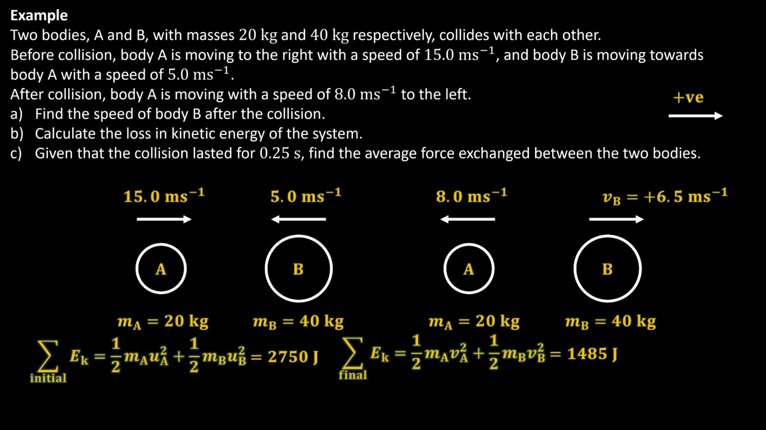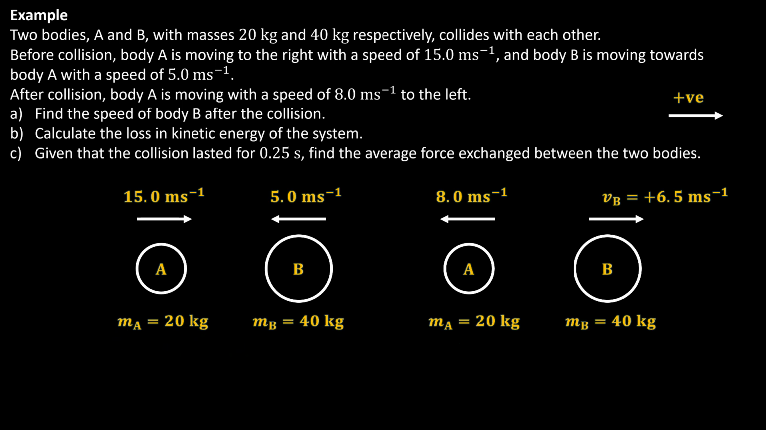So the sum of the kinetic energies lost in the collision is simply equal to the total kinetic energy of A and B before collision minus the total kinetic energy of A and B after collision. And if we do this, we'll have 2750 joules minus 1485 joules, which should give you 1265 joules, which is, to two significant figures, 1300 joules.